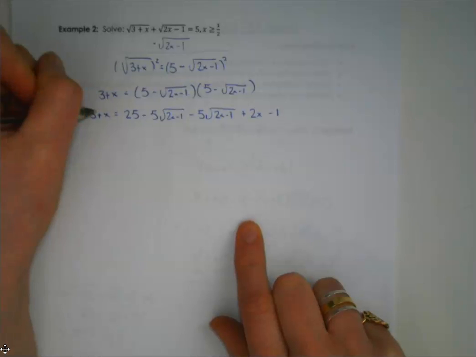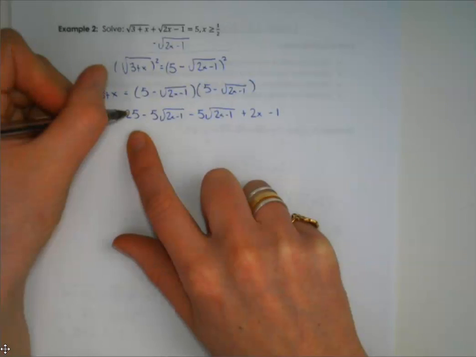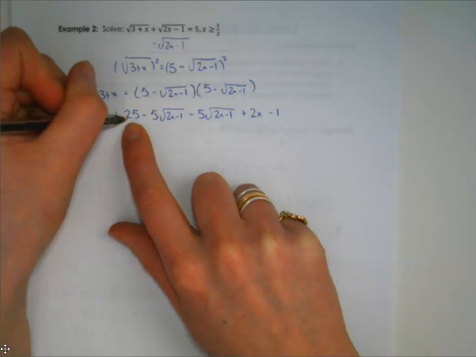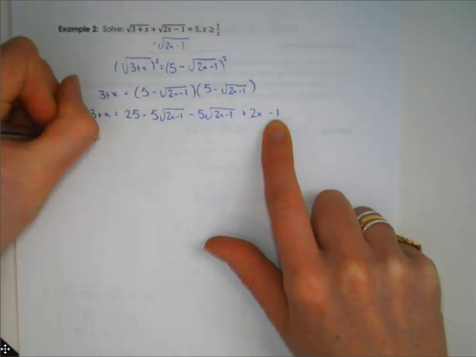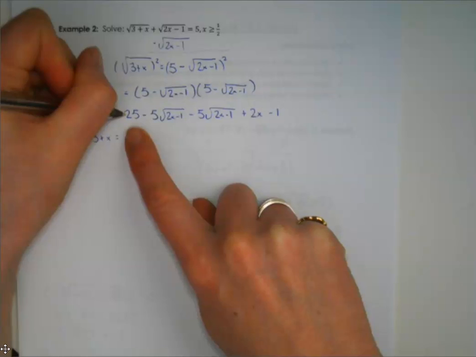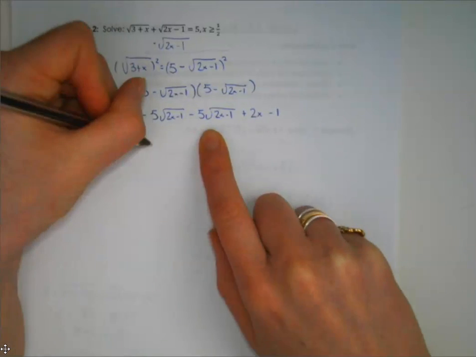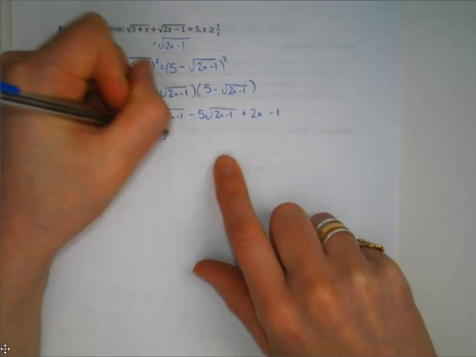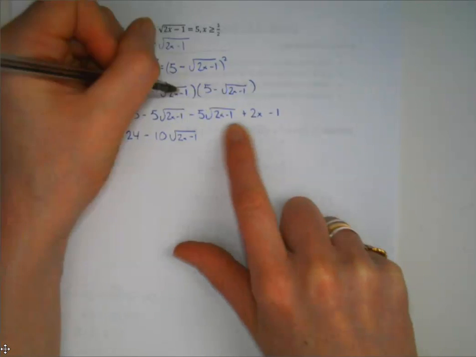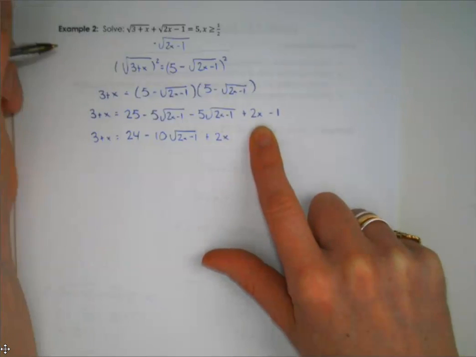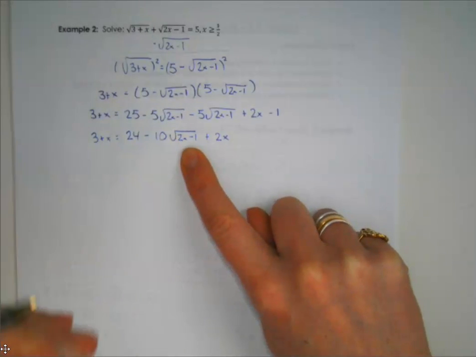Let's see. Now what we can start to do is look at simplifying. So for example, here we have 25, which is just a number value, and here we have minus 1. So we're going to have 3 plus x is 25 minus 1 is 24. Negative 5 minus 5, we're going to do minus 10 root 2x minus 1. Okay, so just combining the two like terms, and then plus 2x. Now again, what we want to do is start working to isolate that radical again. So new set of steps.